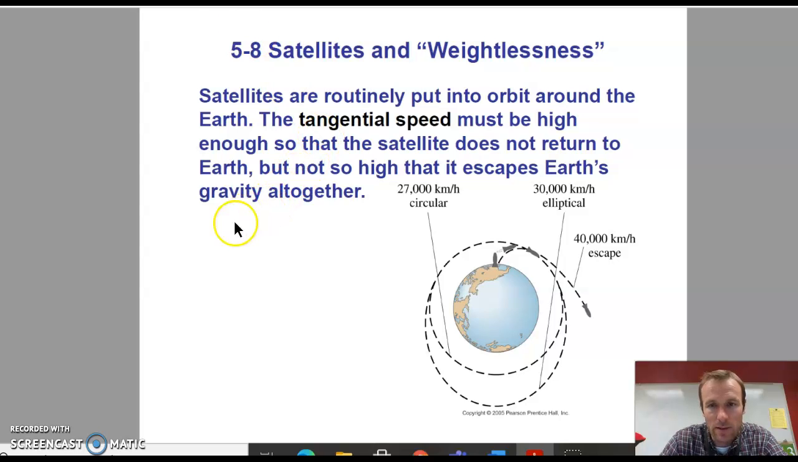So how does this relate to satellites? Satellites are these things that go into orbit. They have a tangential speed high enough so that they don't get sucked back to the surface of the Earth. We've talked about this a little bit. There are some accepted velocities at different elevations, and I'll show you how to calculate that now.